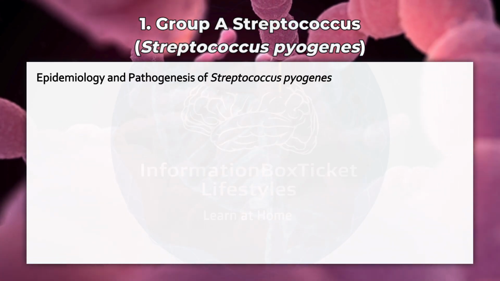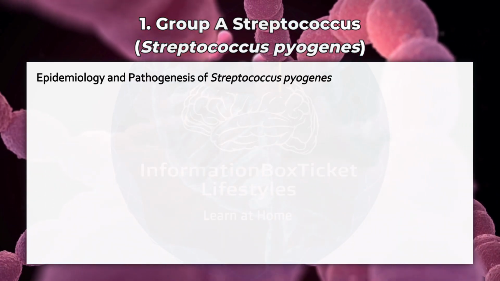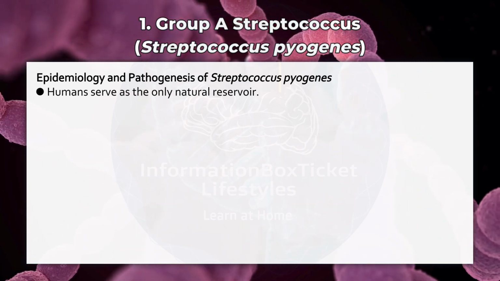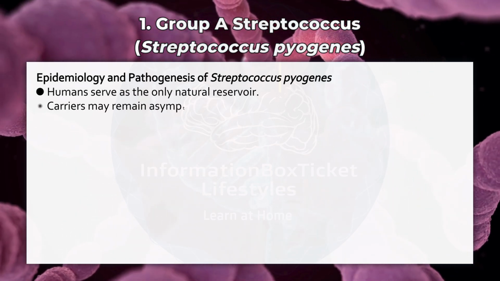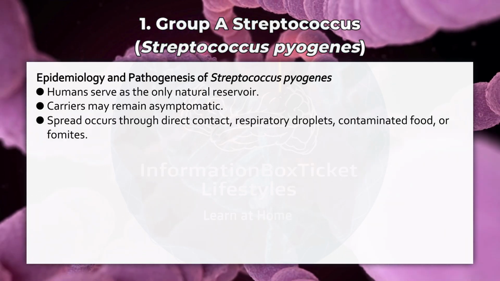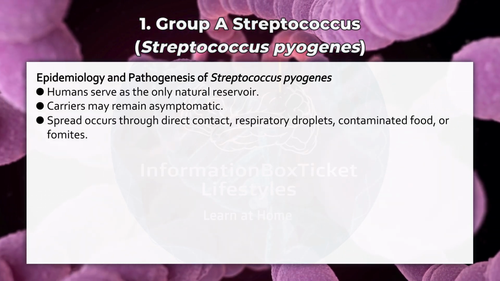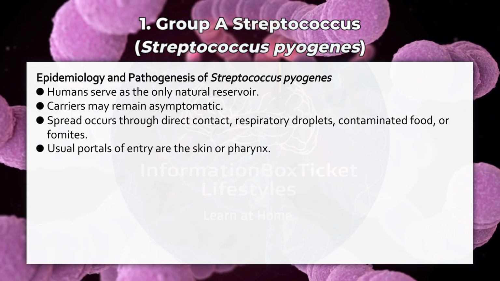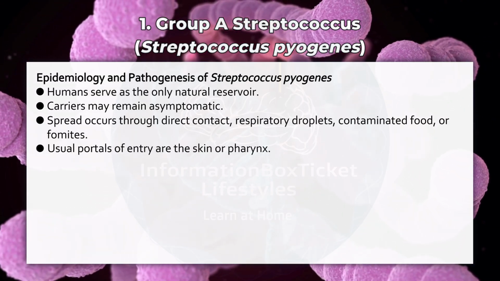Epidemiology and Pathogenesis of Streptococcus pyogenes. Humans serve as the only natural reservoir. Carriers may remain asymptomatic. Spread occurs through direct contact, respiratory droplets, contaminated food, or fomites. Usual portals of entry are the skin or pharynx.